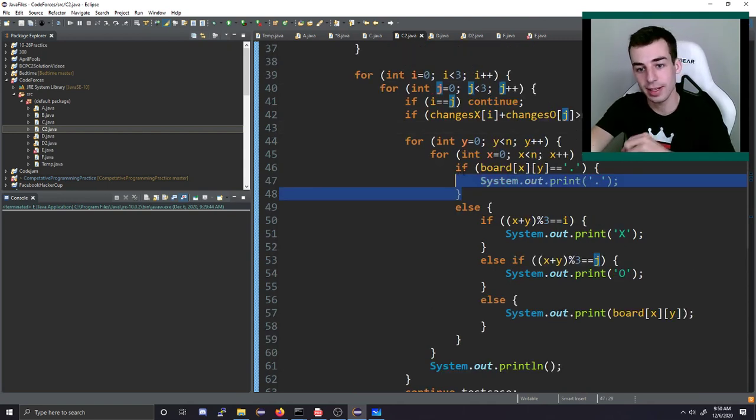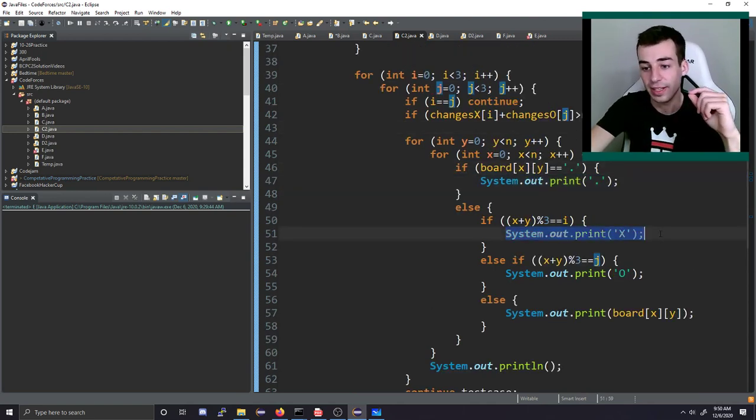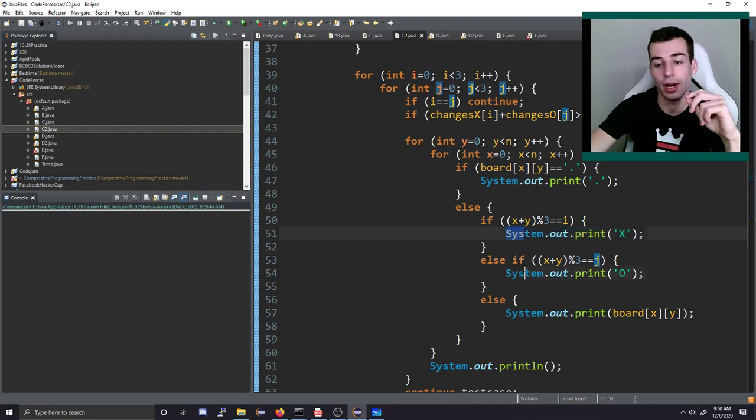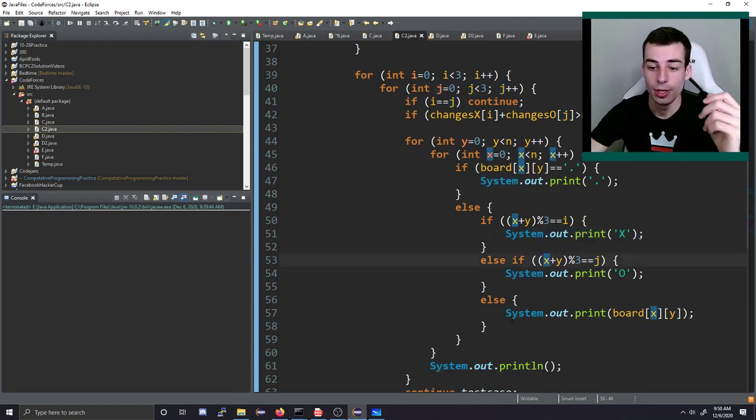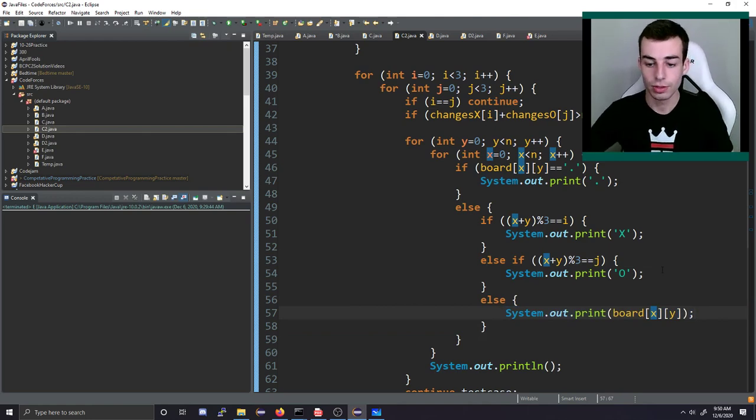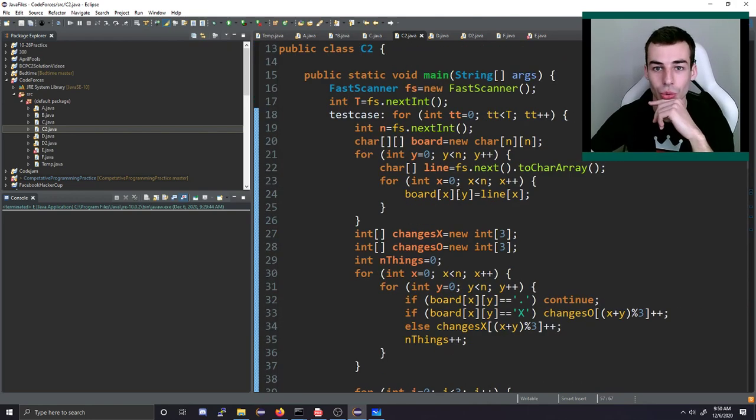If it's a dot, it stays a dot. If it's on the diagonal that I picked to be X's and dots, and it's not a dot, then it's an X. And if it's the diagonal that I picked to be O's and dots, and it's not a dot, then it's an O. And if it's on neither diagonal, it just stays whatever it was. Okay, all right, cool.